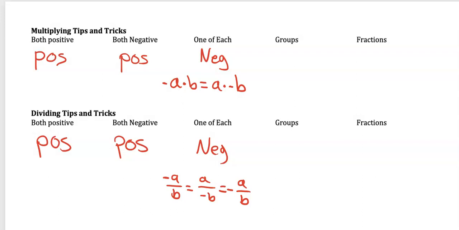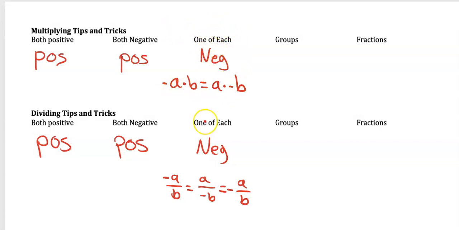All right, students, let's talk about multiplying tips and tricks and dividing tips and tricks. If both numbers are positive and you multiply, they're going to stay positive. Same thing with division. If both numbers are negative and you multiply, they're going to turn into a positive. Same thing with division. If you have one negative, it's going to be negative. Okay, so the rule is kind of all related.